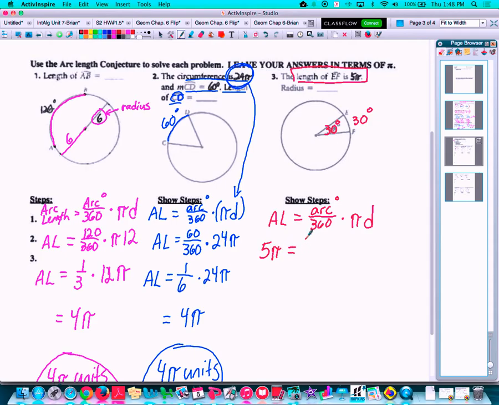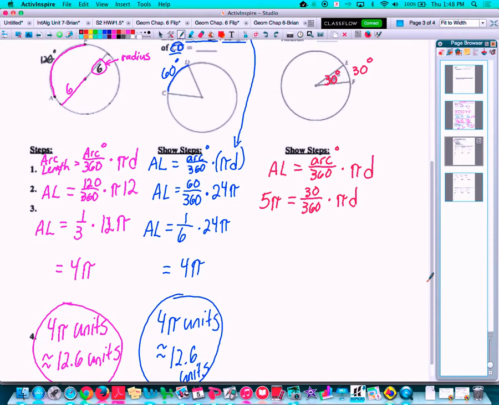And then we're given that the arc measure is 30. And then times pi d. We don't know the diameter here. We're solving for the radius, so that's actually what we're going to be getting by itself. So it's a little bit of an algebra problem now. The others were kind of order of operations, but let's simplify. Step number 3 is to work this through. So 5 pi is equal to 30 out of 360 is 1/12 times pi times d.